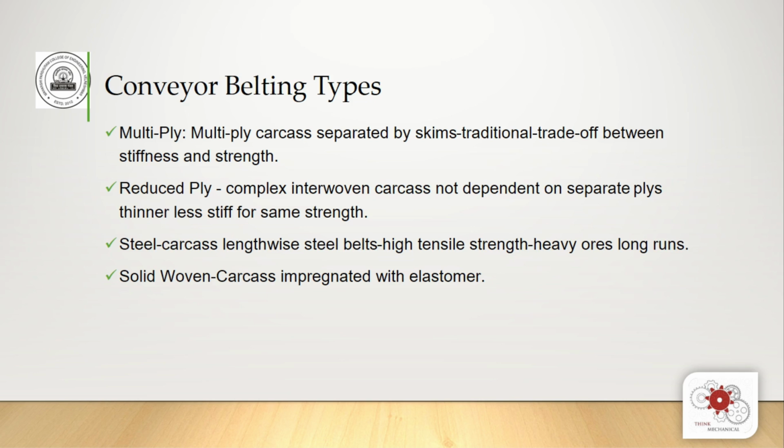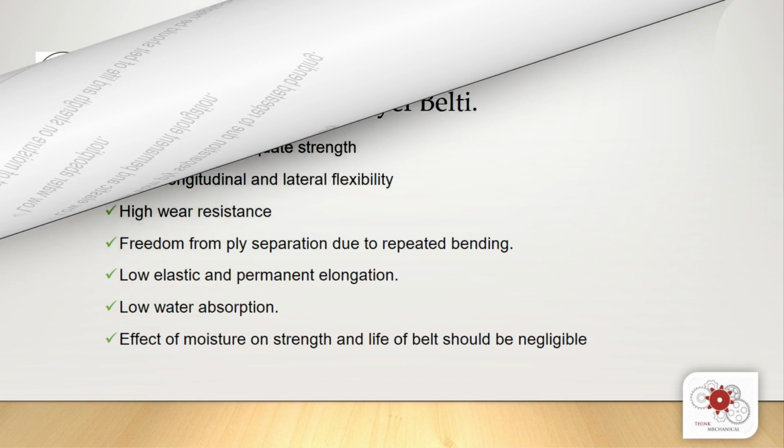while the application has a heavy load to carry on the belt conveyors. These steel carcass conveyor belts are preferred. Then solid wovens: the carcass is impregnated with elastomers. Elastomers are preferred where somewhat light to medium weight is to be transported from one place to another place.